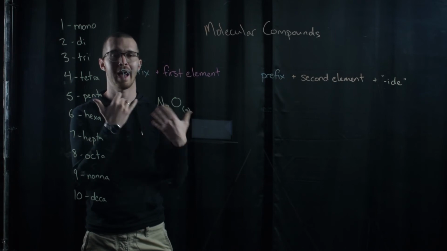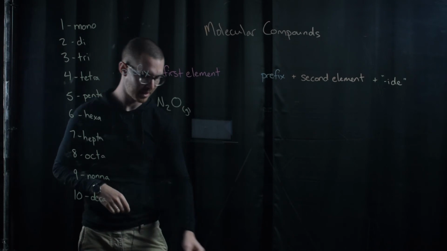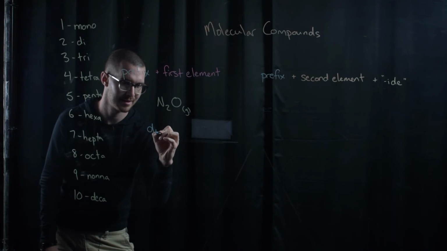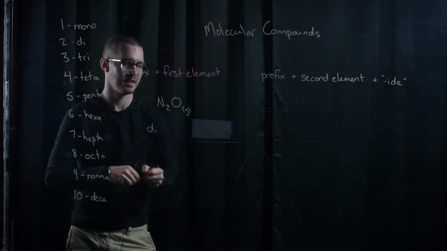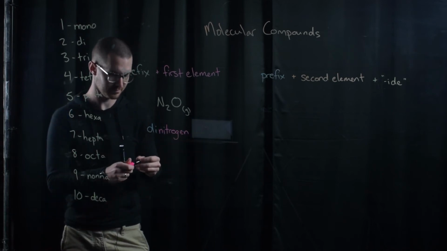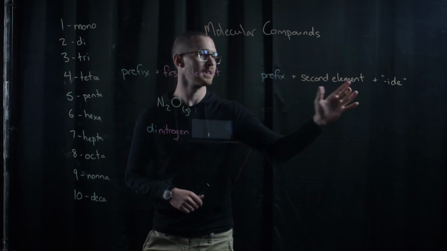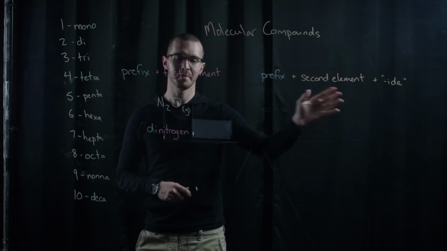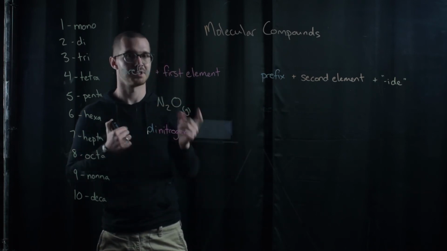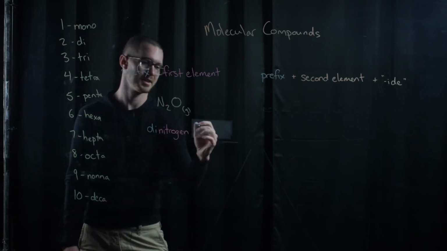Now we need a prefix for, well, how many nitrogen atoms are in this compound? Well, according to the subscript, we have 2. So our prefix is going to be di. So we have di, the element is called nitrogen. And then we go to the next part. Well, prefix plus our second element, plus an ending in I. Well, the second element is oxygen, and according to the subscript, there's a lack of a subscript, so we assume just 1. So we have dinitrogen, and if there's 1 oxygen, 1 is mono.